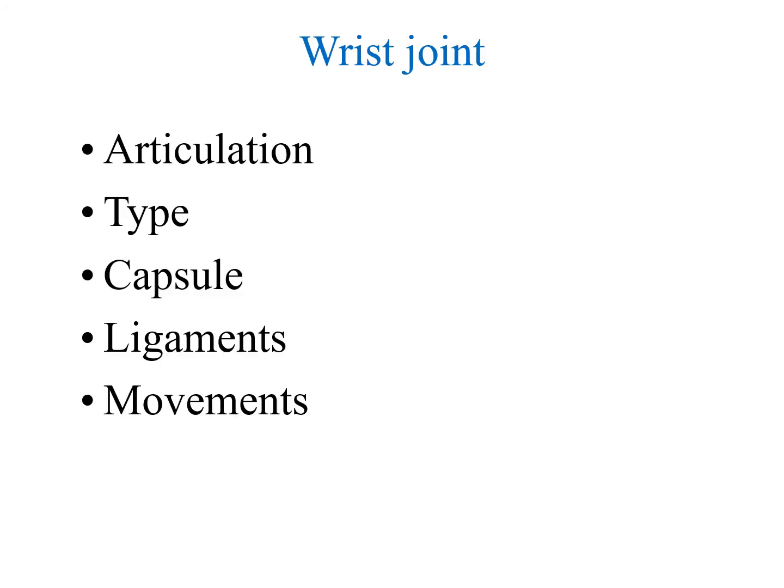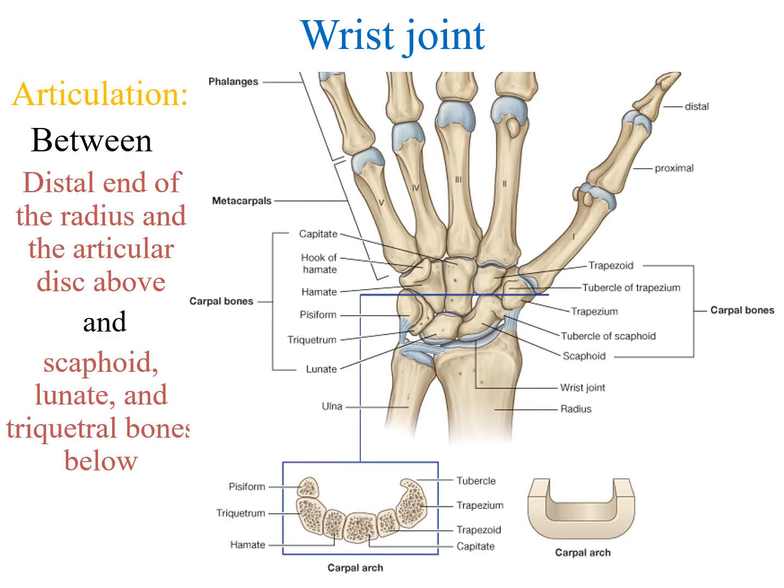So we will talk about the wrist joint: articulation type, capsule, and ligaments. Here we can see the articulation between the distal end of the radius and the articular disc above. So the distal end of the radius articulates along with the articular disc of the lower part of the ulna. This makes an arch-shaped structure known as the carpal arch.